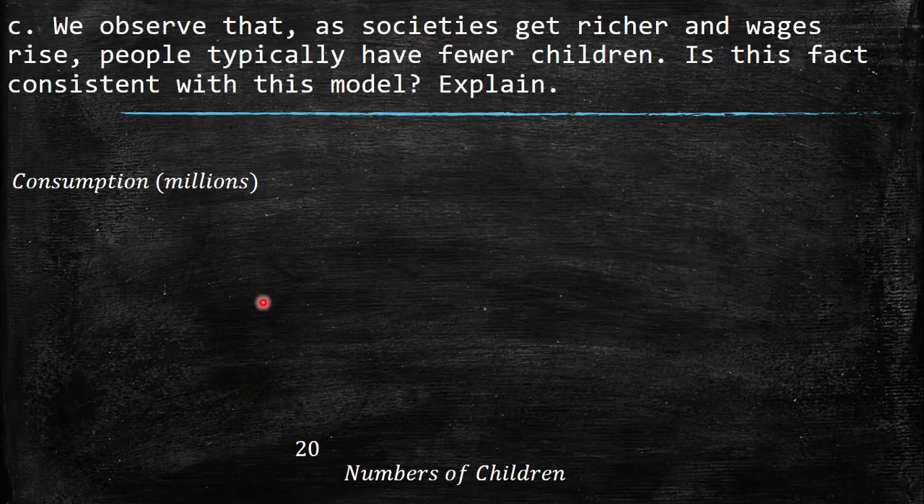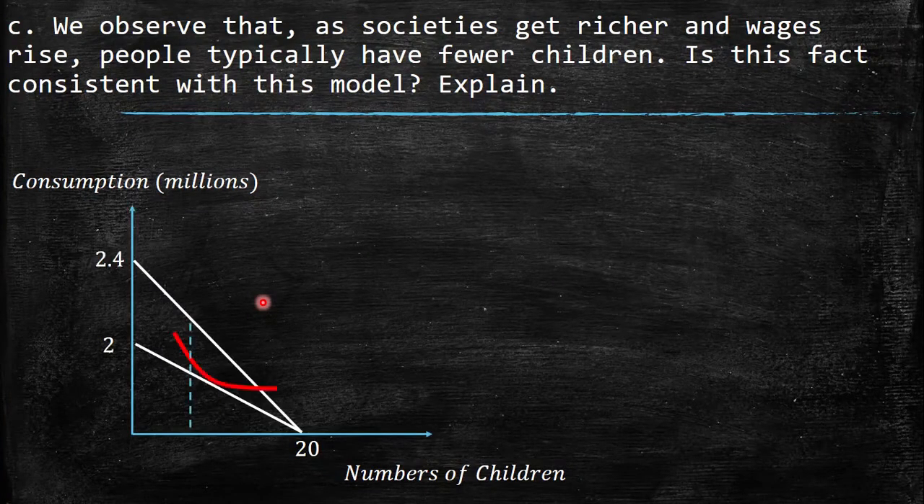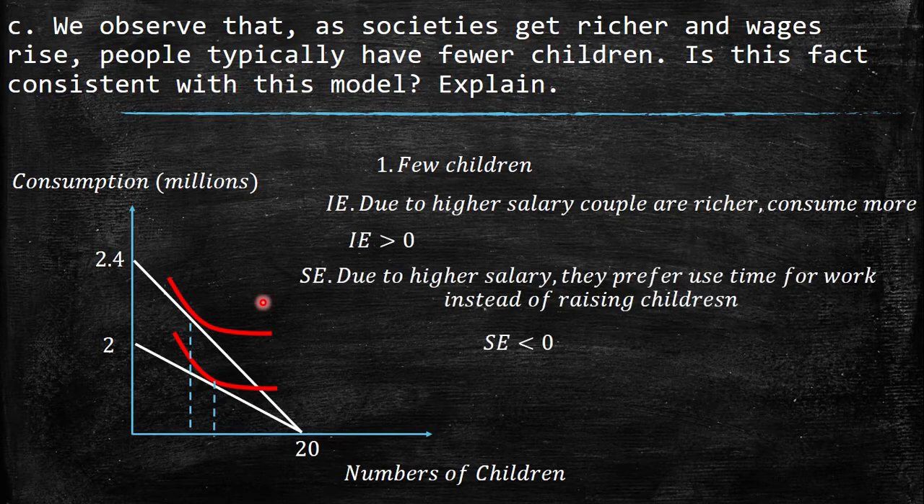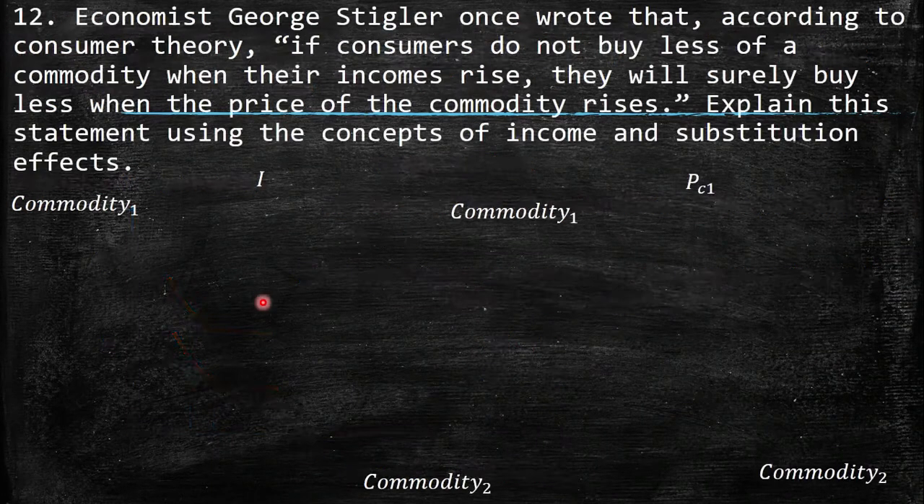So we observe that as societies get richer and wages rise, people typically have fewer children. Is this fact consistent with the model explained? Yes. This is the situation that we explained before. The substitution effect is negative, and in absolute value it is higher than the income effect. So for this situation, the total effect is negative.